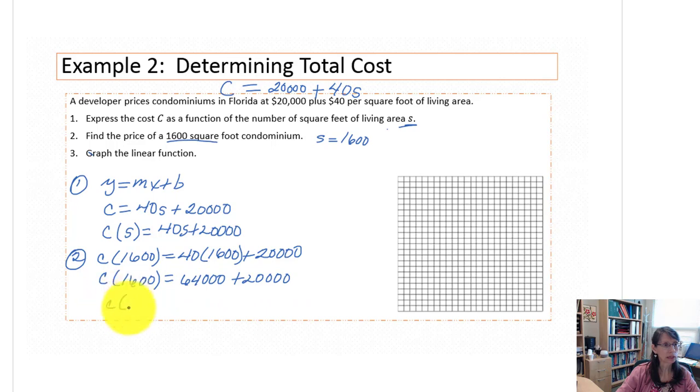So we can see that C of 1,600 now is equal to that sum of $84,000. So we really just generated the ordered pair, 1,600, 84,000. Now, since that's only one ordered pair, it's not enough information to see what this linear function looks like. So it would be helpful maybe to find the y-intercept.